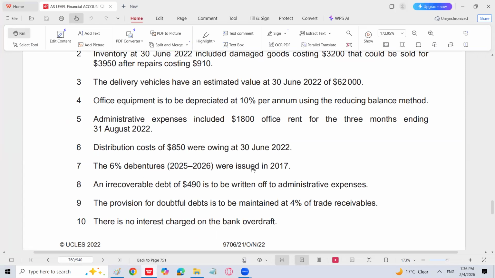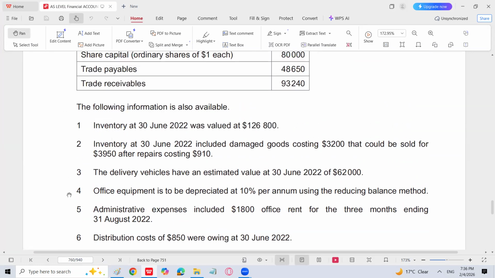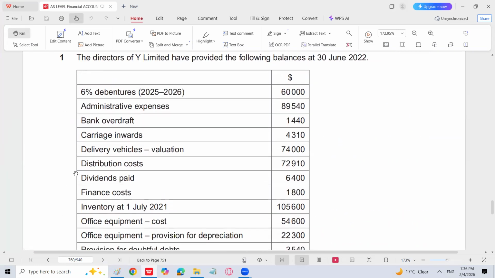So the 6% debenture was issued in 2017. So let's calculate the interest on debenture: 60,000 into 6% will become 3,600. Out of that, we have paid a finance cost of 1,800. It means that we have paid 1,800 already, and we have yet to pay 1,800 more. But remember this, expense is recorded in the period to which it relates, either it is paid or not. You will record the finance cost with the full amount.